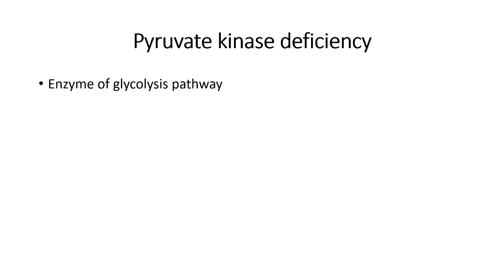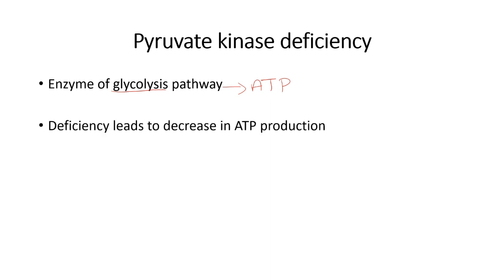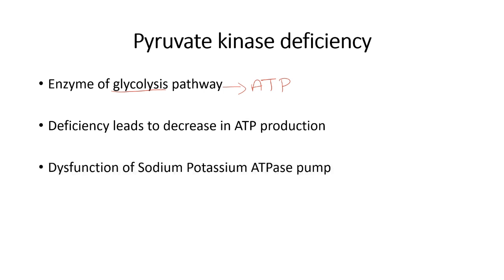Pyruvate kinase is an enzyme of the glycolysis pathway. The major purpose of glycolysis pathway is ATP production. So, when there is an enzyme deficient in glycolytic pathway, there will be a decrease in ATP production. As a result of decrease in ATP production, all processes related to ATP will be affected.